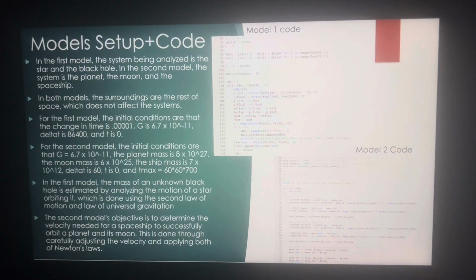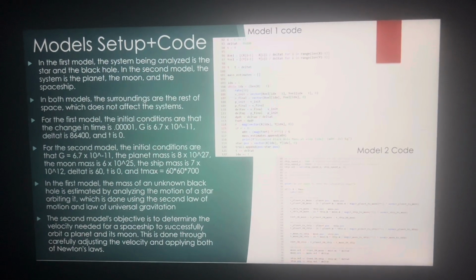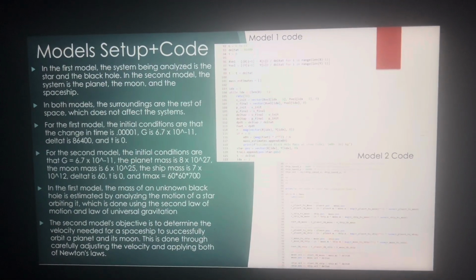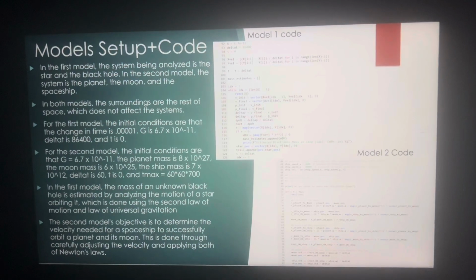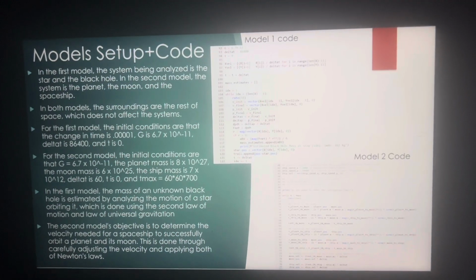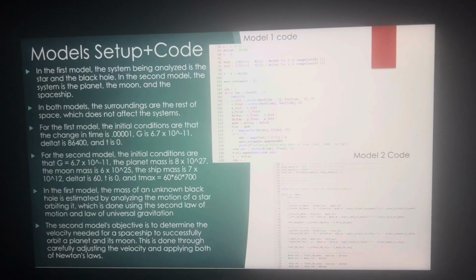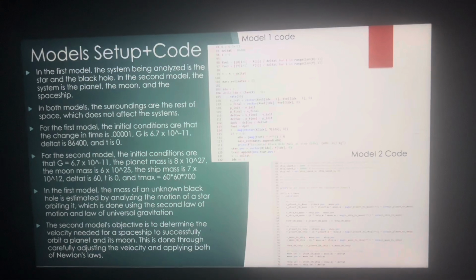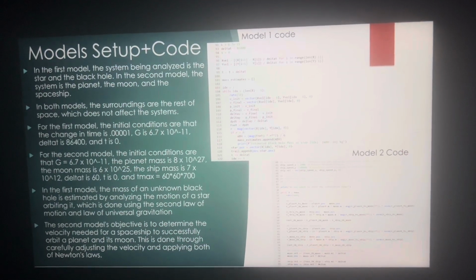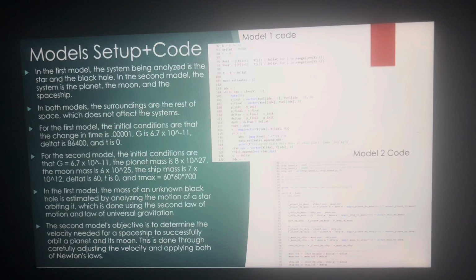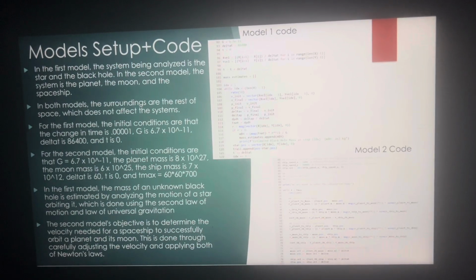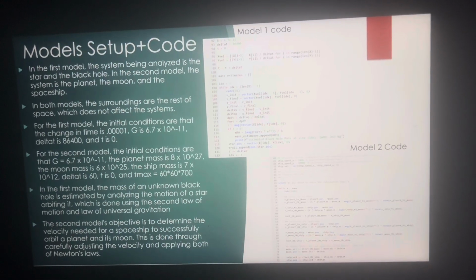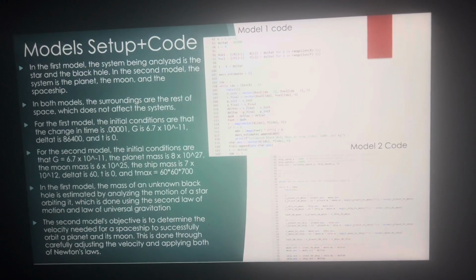For the first model, the initial conditions set are that the change in time is 0.00001 seconds, G is 6.7 times 10 to the negative 11, delta t is 86,400, and t is 0. For the second model, the initial conditions have the same value for G, a mass of the planet as 8 times 10 to the 27th kilograms, a mass of the moon as 6 times 10 to the 25th kilograms, and a mass of the spaceship at 7 times 10 to the 12th kilograms. For the second model, delta t is 60, t is again 0, and t max equals 60 times 700.